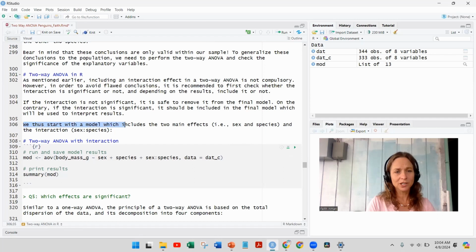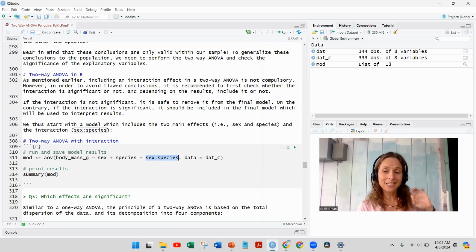We thus start with a model which includes the two main effects, in other words, sex and species, and the interaction, sex by species. And you notice here on this two-way ANOVA with interaction, I put aov, that's the command, that's a function. Body mass as the Y variable, tilde, so we say body mass as a function of sex plus species plus sex colon species. So this is one main effect, sex. Species is the second main effect. And sex by species is the interaction.